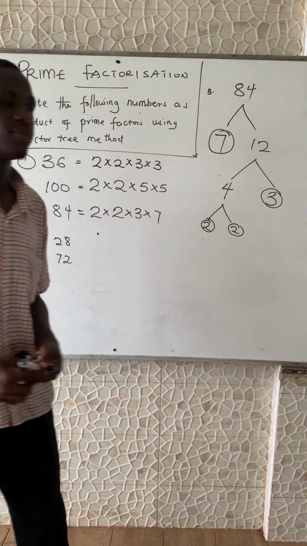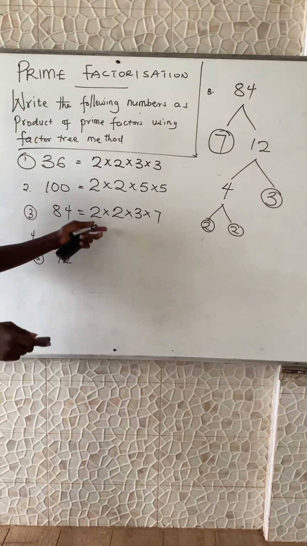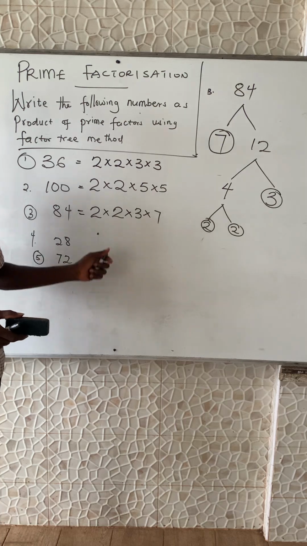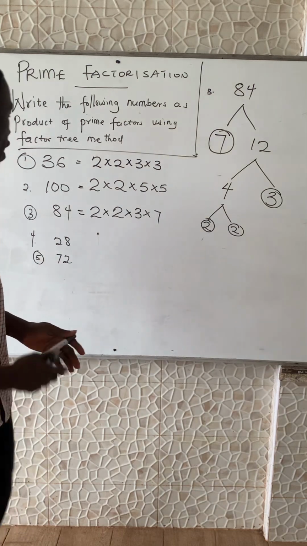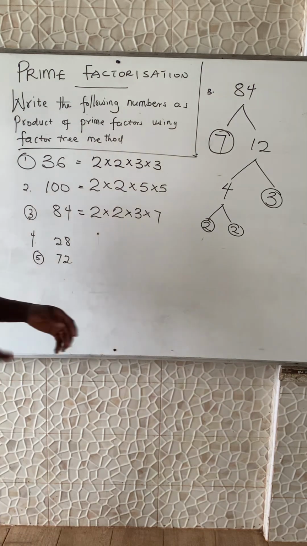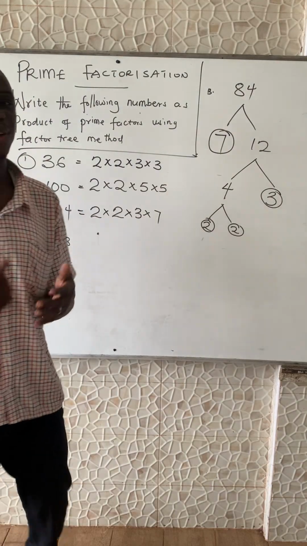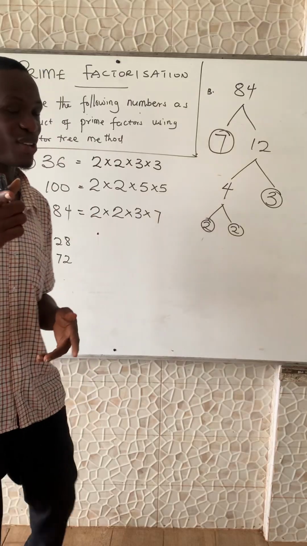Good. That's very good of you. So these are the products of prime factors for 84. Please pause the video and try these 2 questions on your own. When you finish, you check and compare answers and show that you got it right. Okay, so please pause the video.